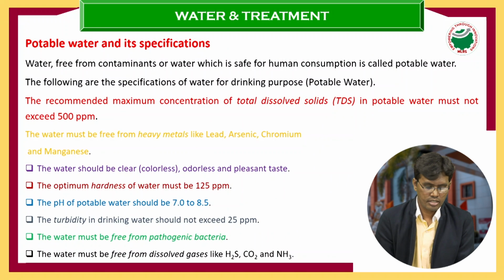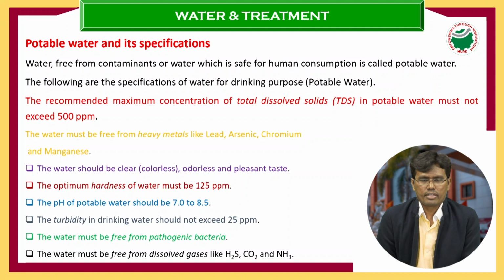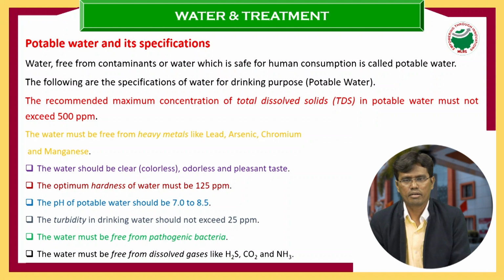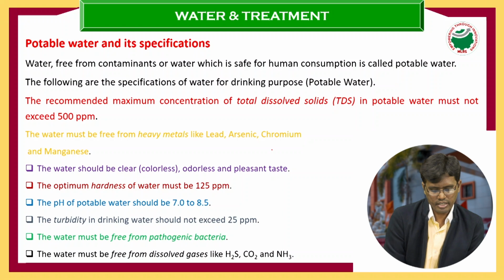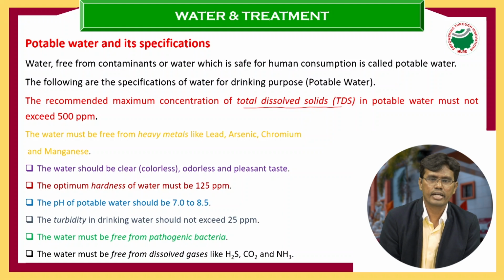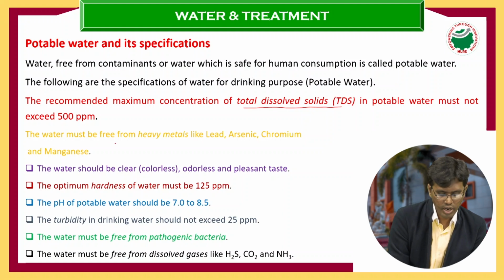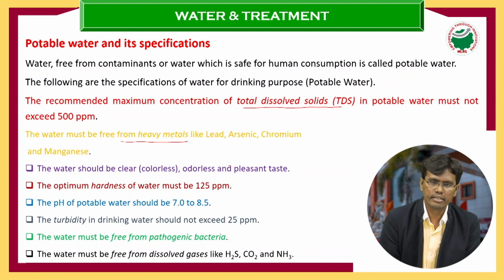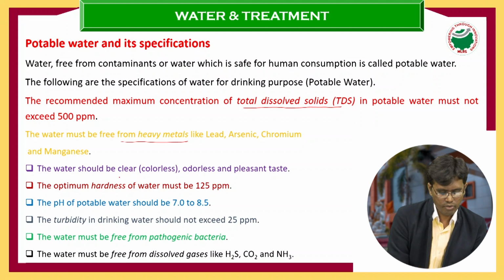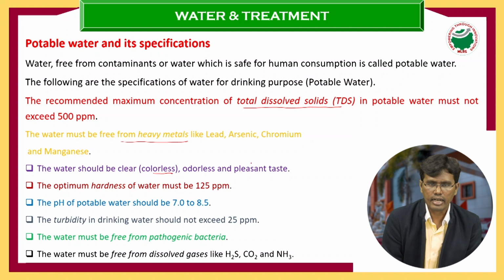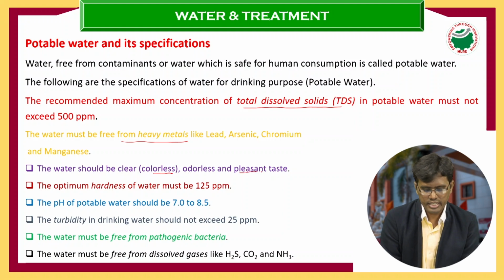Next, specification of potable water. Potable water means as usual drinking water. Here I incorporated that the total dissolved salts of potable water must not exceed 500 ppm. Next, the water must be free from heavy metals like lead, arsenic, chromium, etc. Next, the water should be clear, colorless, odorless, free of turbidity, and of pleasant taste.